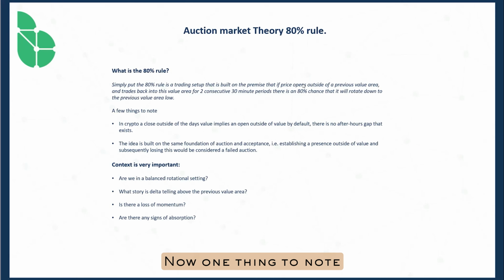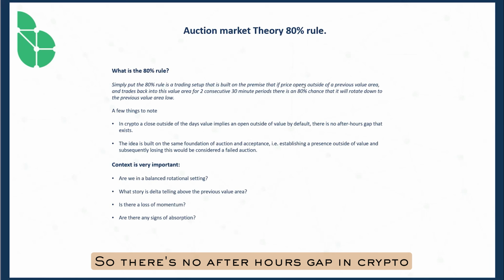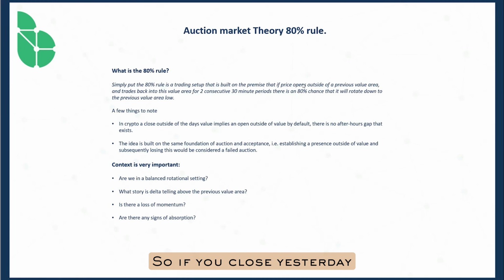Now, one thing to note is that in crypto, a close outside of the day's value area just implies that the next day is going to open outside of value by default. There's no after hours gap in crypto. So if you close yesterday outside of value, then by default we're going to be opening up outside of value.